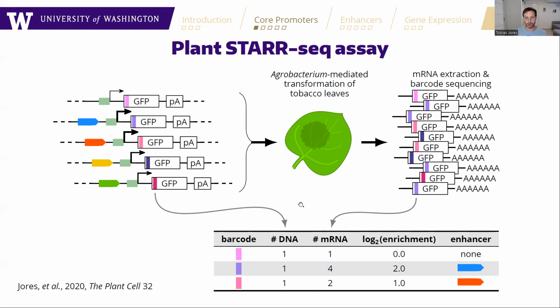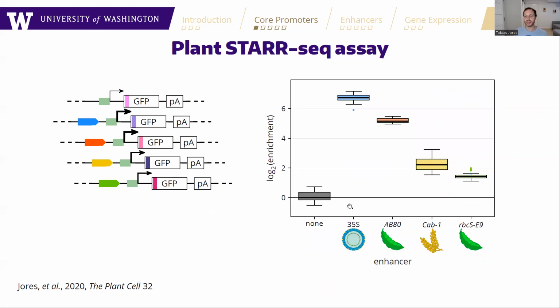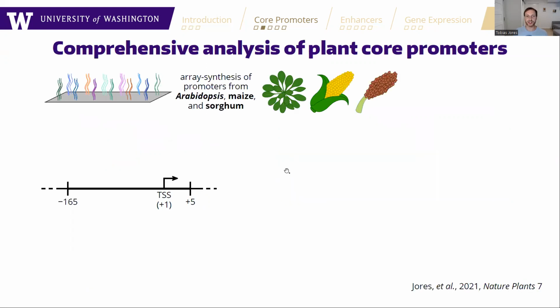To show that it actually works, in a pilot experiment, I tested the activity of the viral 35S enhancer as well as of 3 native plant enhancers. For all 4 enhancers, we could clearly distinguish their activity from that of a control construct that doesn't have any enhancer. After showing that the assay works, I decided to look at cis-regulatory elements genome-wide. I started out with plant core promoters.